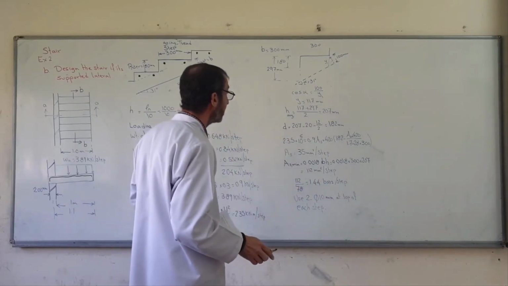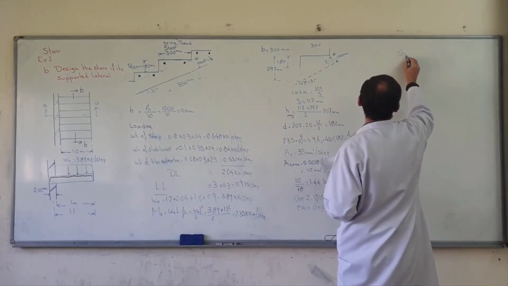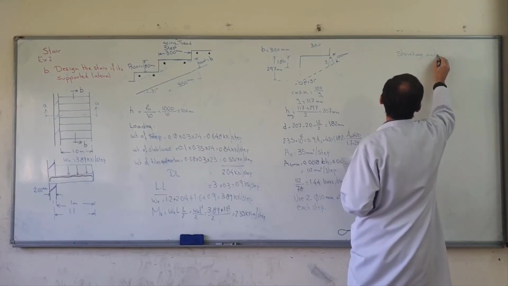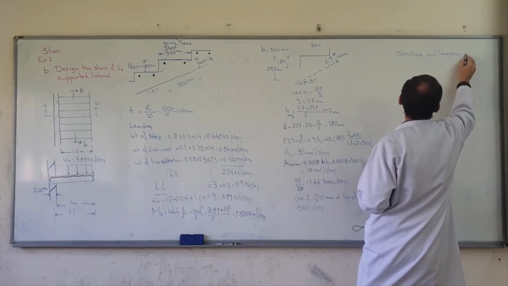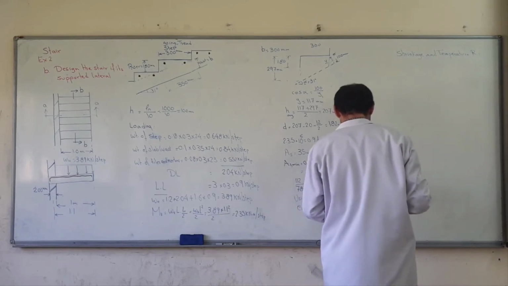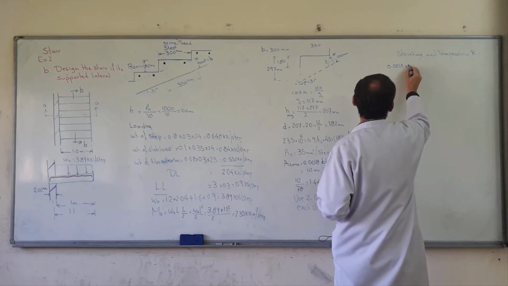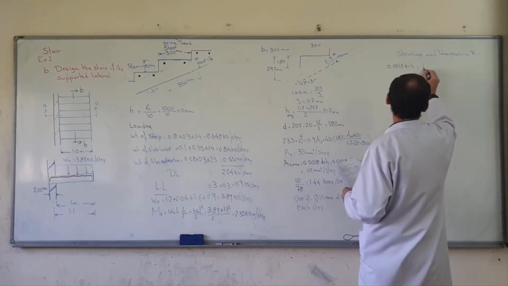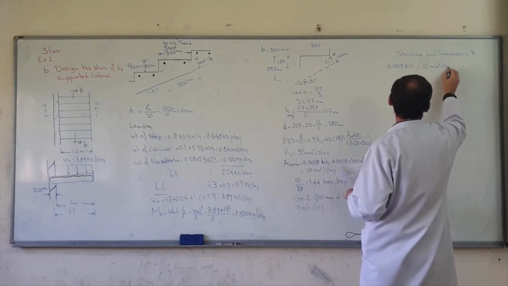Now we check the shrinkage and temperature reinforcement. Now I check it. As we know, we have 0.0018 times B times H, it's similar, times B times H, 112 millimeter square per step.